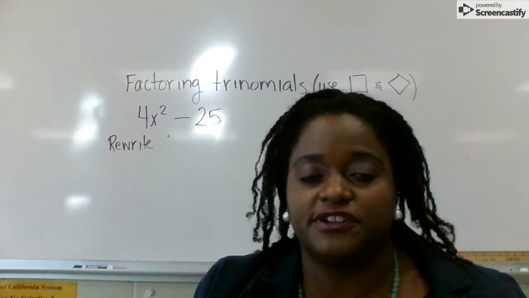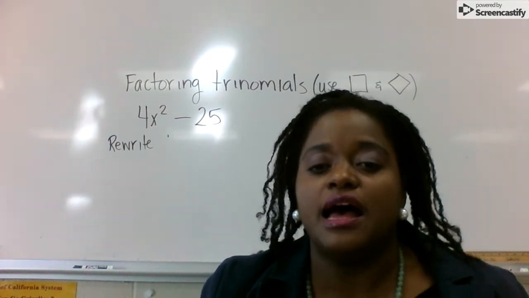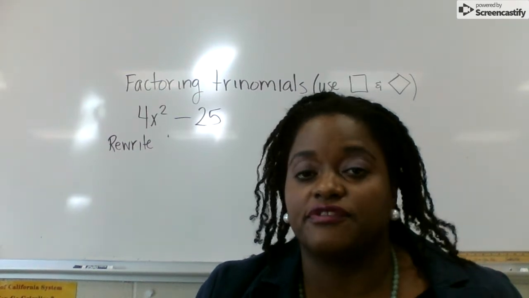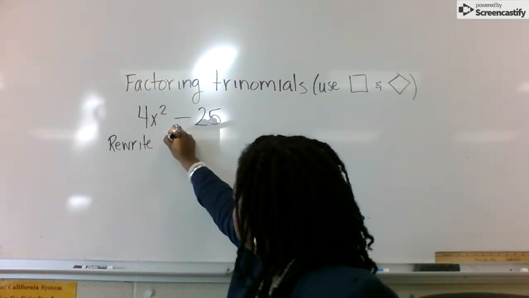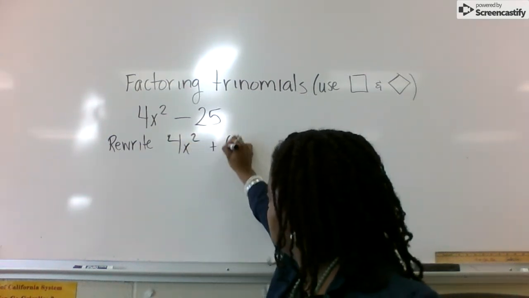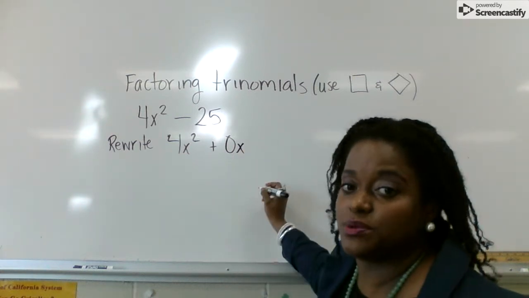Okay, so now we have a different kind of problem. You might hear your teachers calling this a difference of squares, but I just think it's easier to stay on key. Rewrite this thing first. Put it in standard form. So that will look like this: 4x squared plus 0x minus 25.